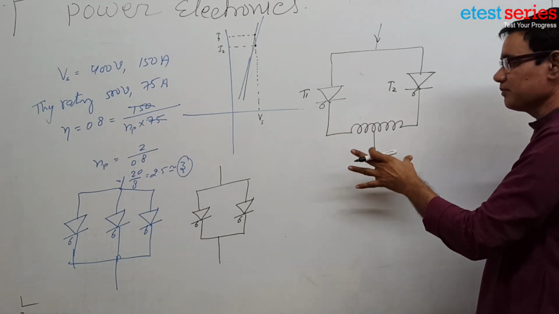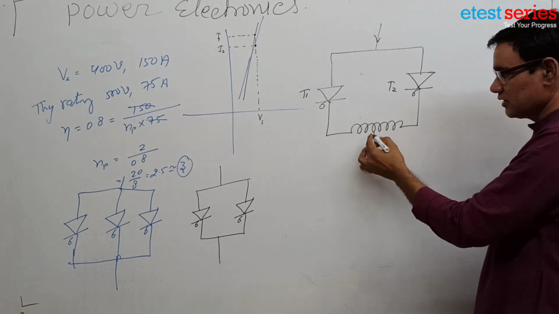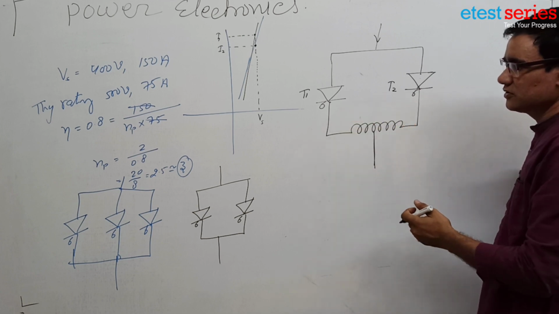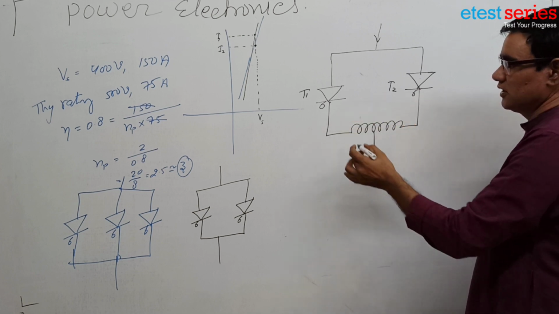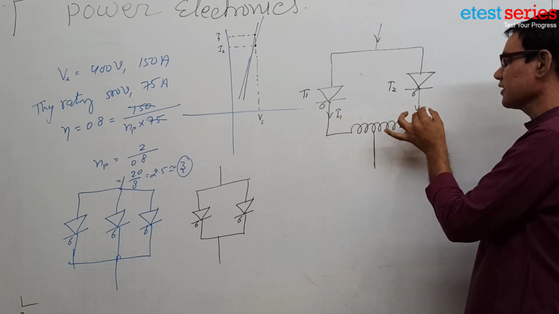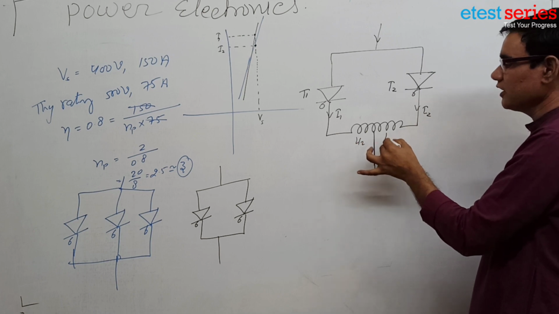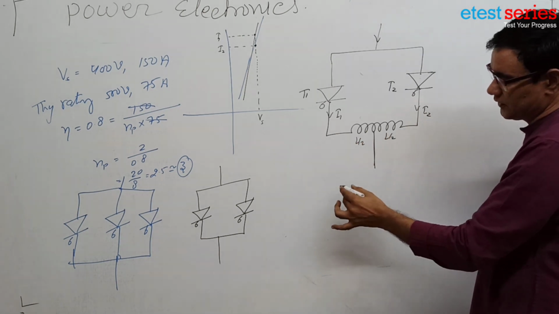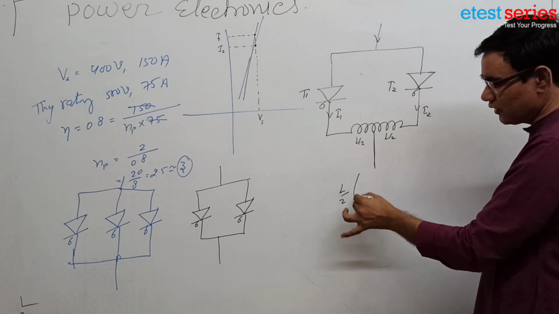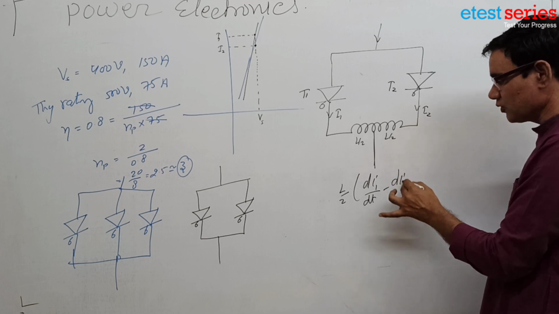And these are the inductors. This is the inductor, and these are the different thyristors. One carries the current I1 and the other carries the current I2. Half of the inductor is on this side, and half of the inductor is on that side. So the difference of the currents is L by 2 times (di1/dt minus di2/dt).